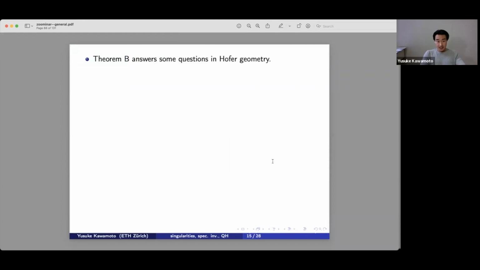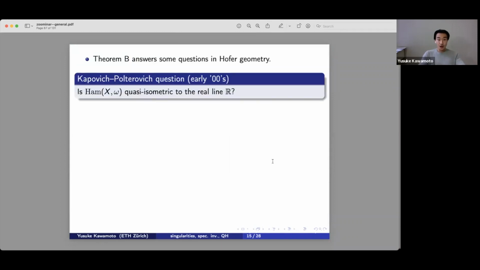And this answers some questions in Hofer geometry. There's this famous question called the Kapovich-Polterovich question that's been circulating for like 20 years by now. It asks whether the group Ham is quasi-isometric to the real line R with respect to the Hofer metric.